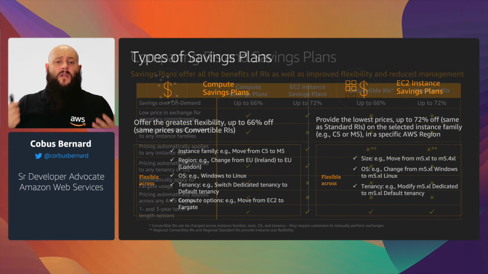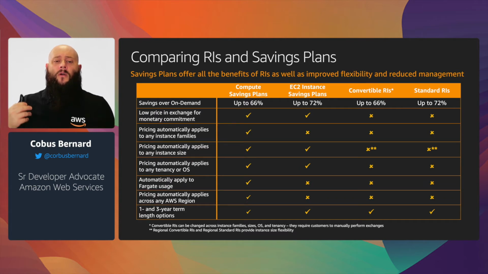If you want to see the full list of differences between reserved instances and savings plans, you can take a look at this grid that I have up here. Don't worry, we're not going to go into too much detail. We will make the slides available to you afterwards, so you can look at them in detail later. But the one thing I want to highlight here is if you look at the compute savings column on the left, you'll see that they give you the most flexibility and the most ease of use in terms of applying them compared to the other options available. So it's a very good place to start.